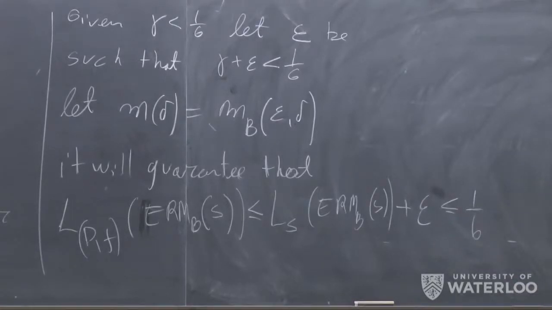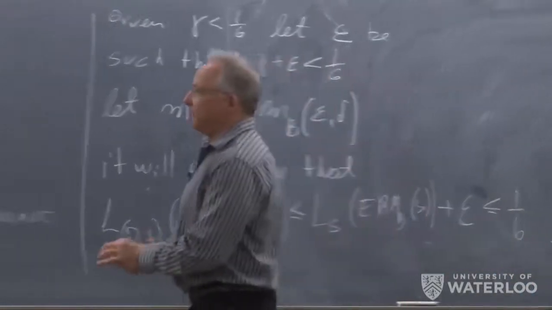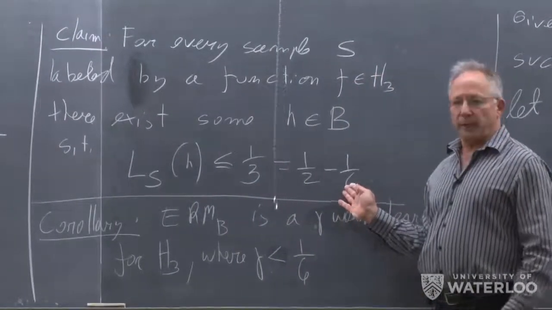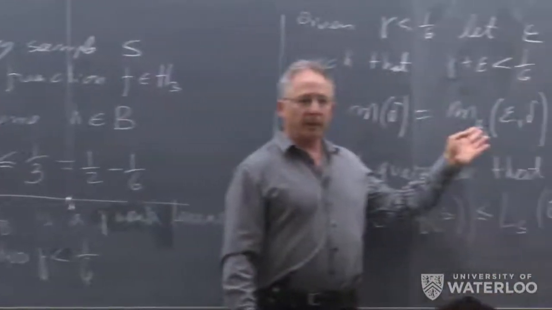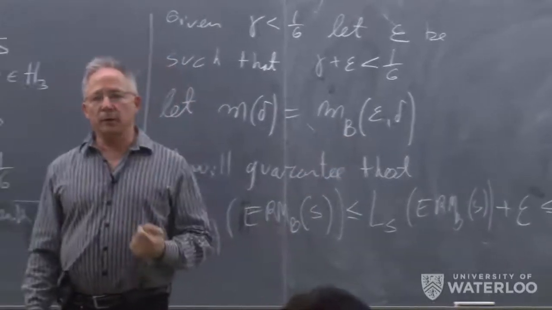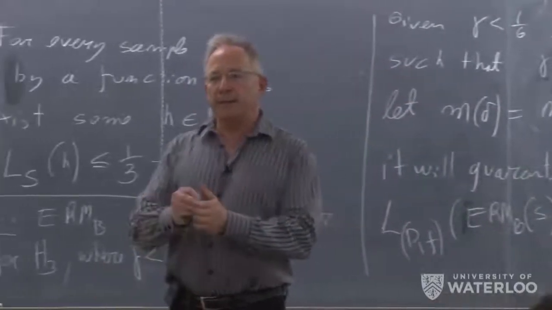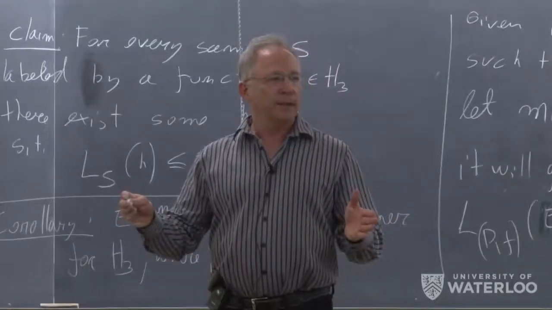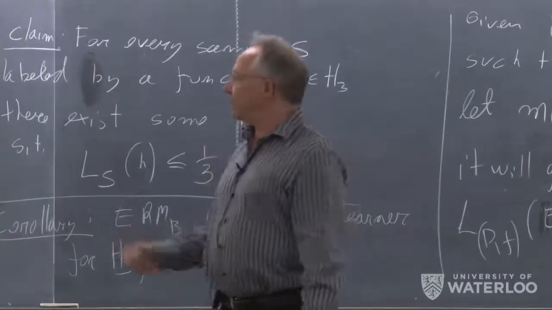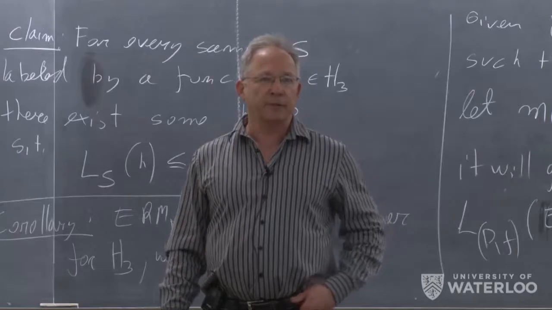So for all of you that got confused, I'm sure that if you go over it on your own, it'll be clearer than just listening to me. The only small caveat was that we controlled the sample error, but we needed to control the true error. By picking a large enough sample, I can control the true error. So the conclusion is that ERM with these signed threshold functions is a weak learner for any gamma smaller than 1/6. It's a weak learner for the class H3.